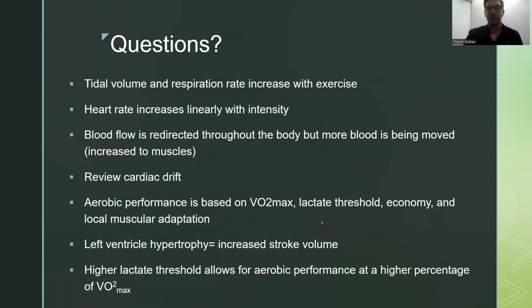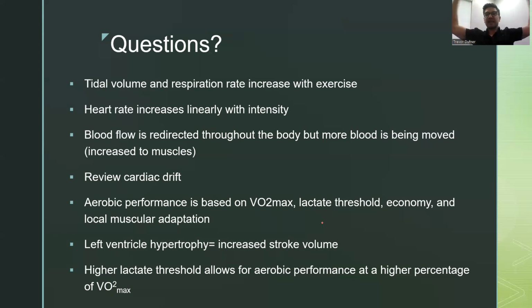Blood flow is being redirected throughout the body. More blood is being moved to the muscles. So as you exercise and as you become trained, you are better able to shunt blood to the muscles and better able to utilize the oxygen in that blood. Make sure we know what cardiac drift is. Make sure you know what's occurring and what the mechanism is behind it.